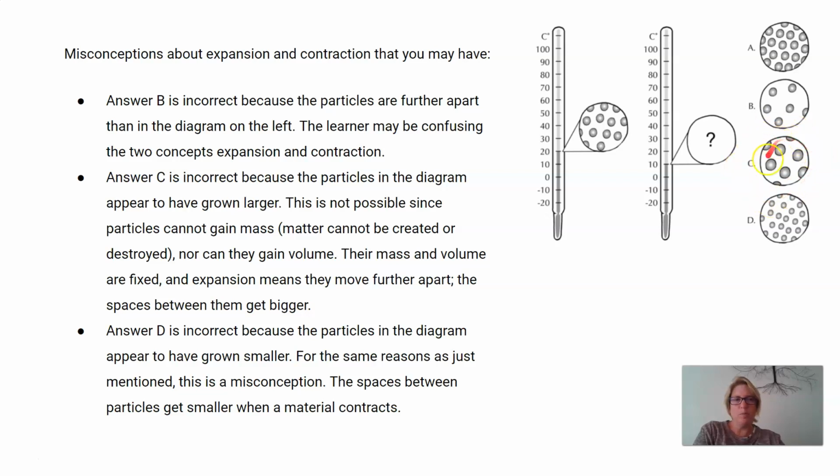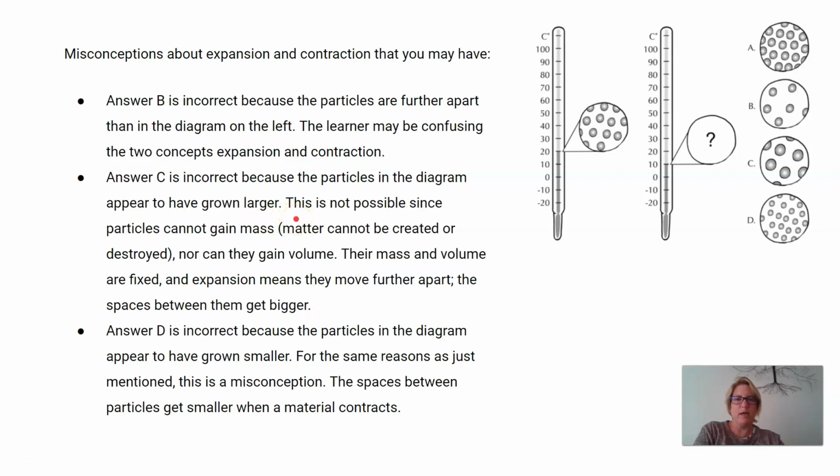What if you chose option C? C is incorrect because the actual particles have got bigger. The size of the particle has got bigger. Here the little particle is quite small, and in C the particle is a lot larger. For a particle to get larger, that means it has gained mass. So C is incorrect because the particles in the diagram appear to have grown larger. This is not possible since particles cannot gain mass.